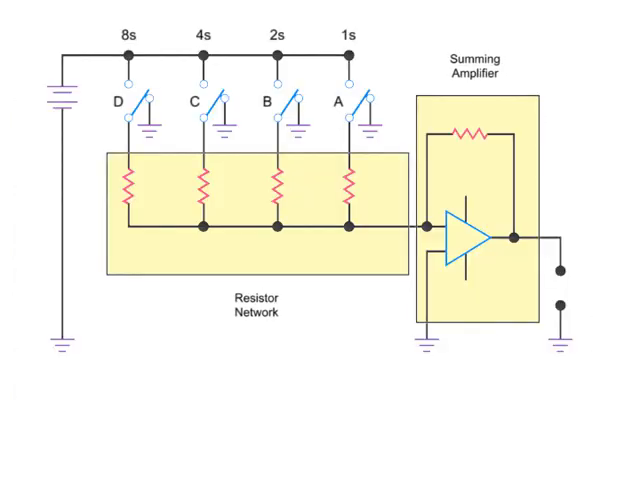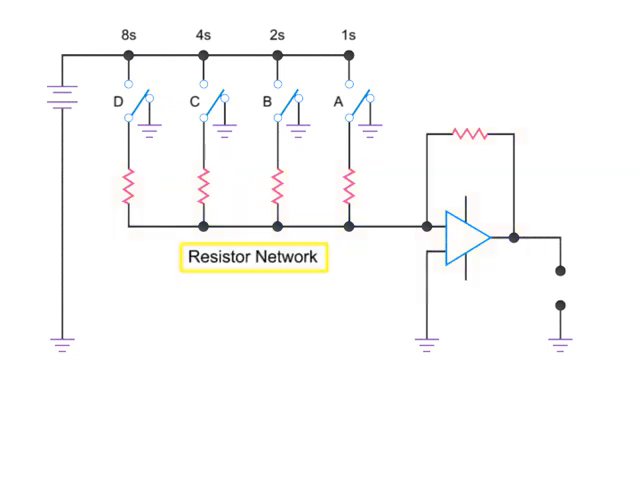Let's look at a more detailed circuit of a digital to analog converter to demonstrate how to calculate the voltage output of the analog signal based on the values of the various inputs. The resistor network is made up of 4 resistors with values of 18.7, 37.5, 75, and 150 kiloohms.